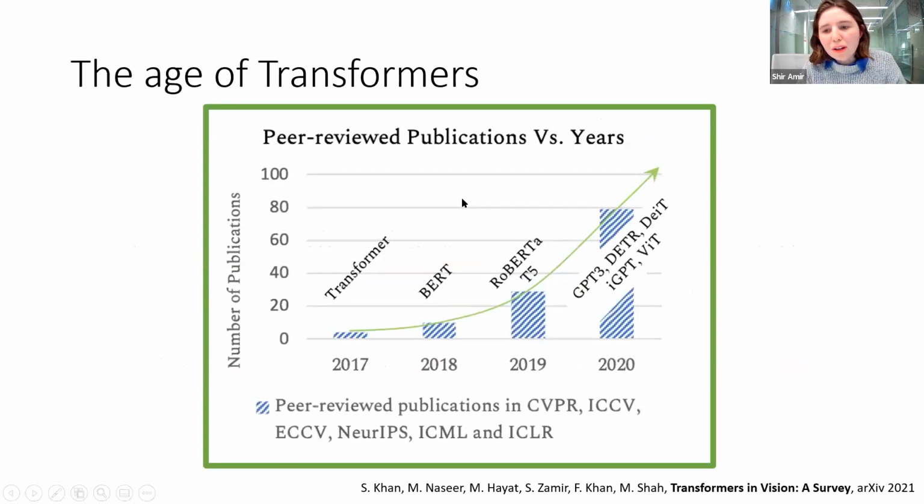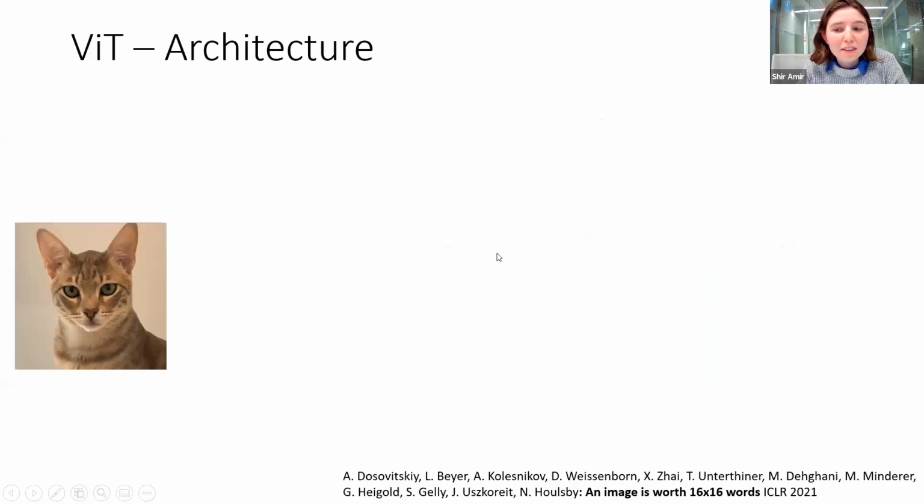Okay, so as most of you probably know, transformers have been quite ubiquitous within the NLP domain and have slowly taken over the computer vision domain as well, as you can see in this graph. And just as a brief summarization, let's go over the ViT architecture, vision transformer, which is one of the most common transformers used in computer vision.